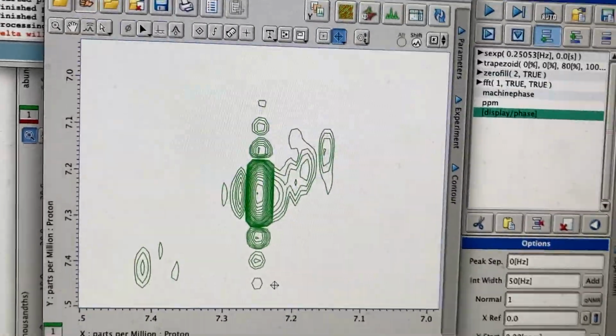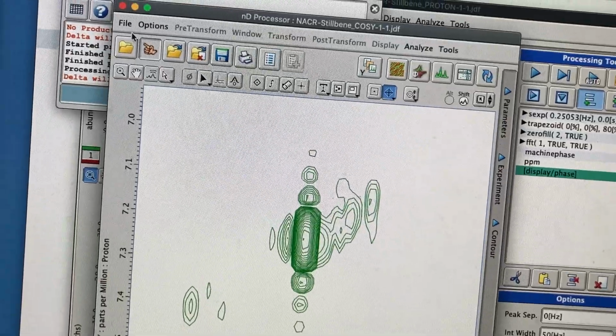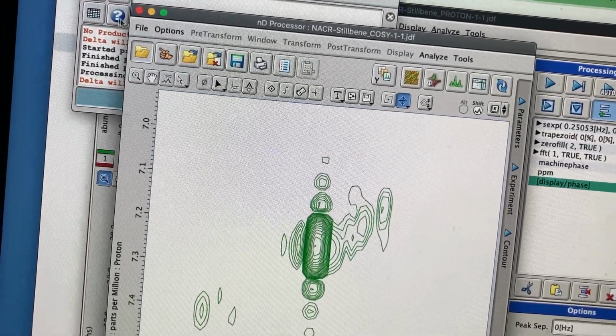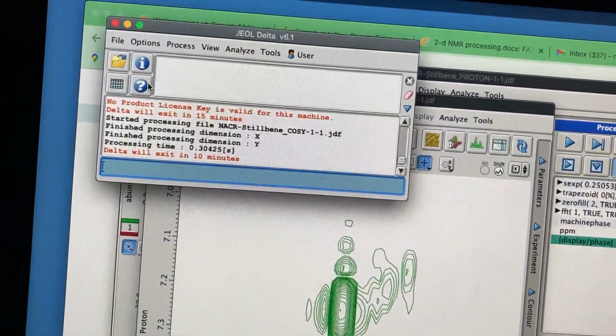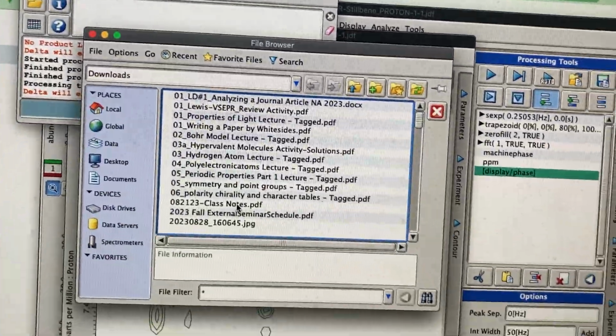Now let's go to HMQC. So we can go over here and get that out quickly.